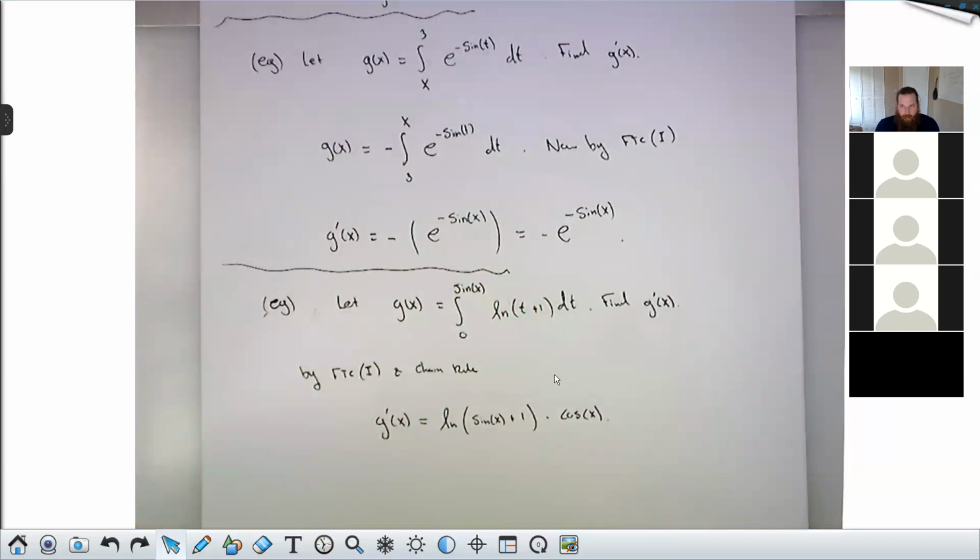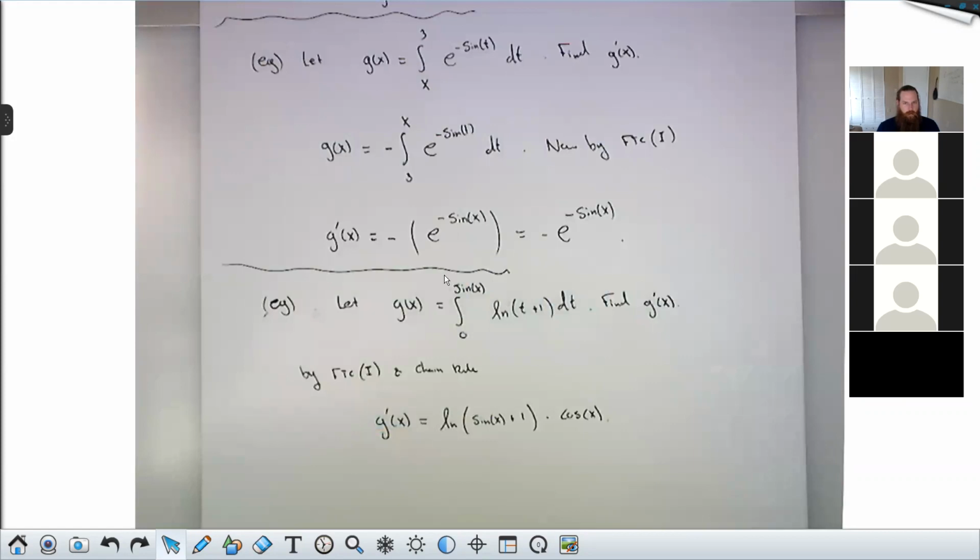Okay, so this is how we use FTC1. I could ask you for an equation of a tangent line to g, because for that you just need to find g prime and then plug in some number for x. Could ask for all sorts of fun things. But the required mechanic is that you're able to find g prime, where g is defined as an integral of some other function.